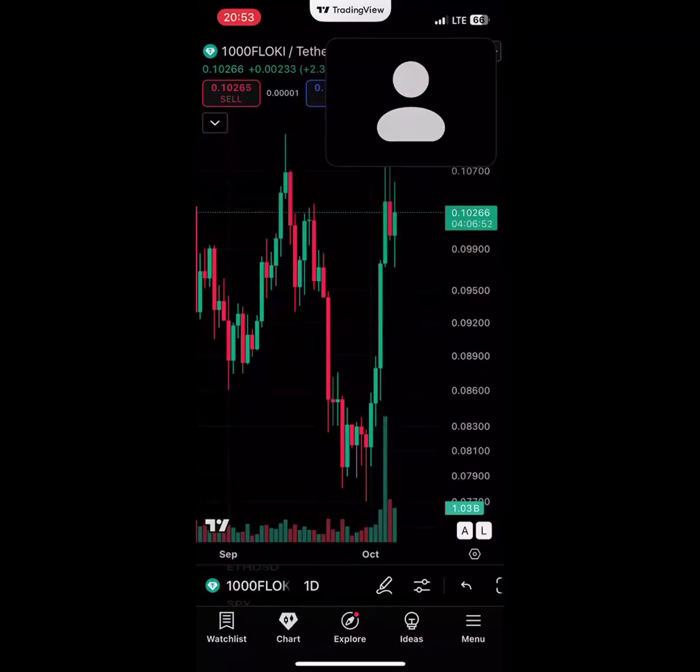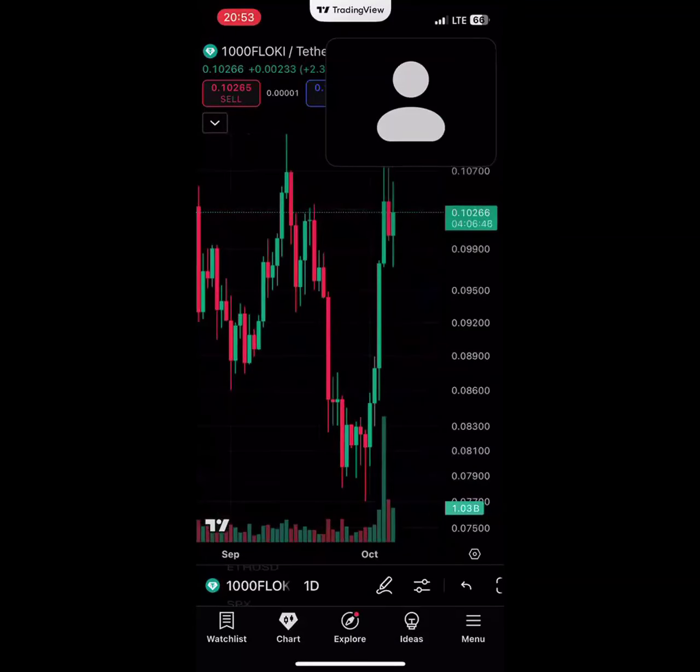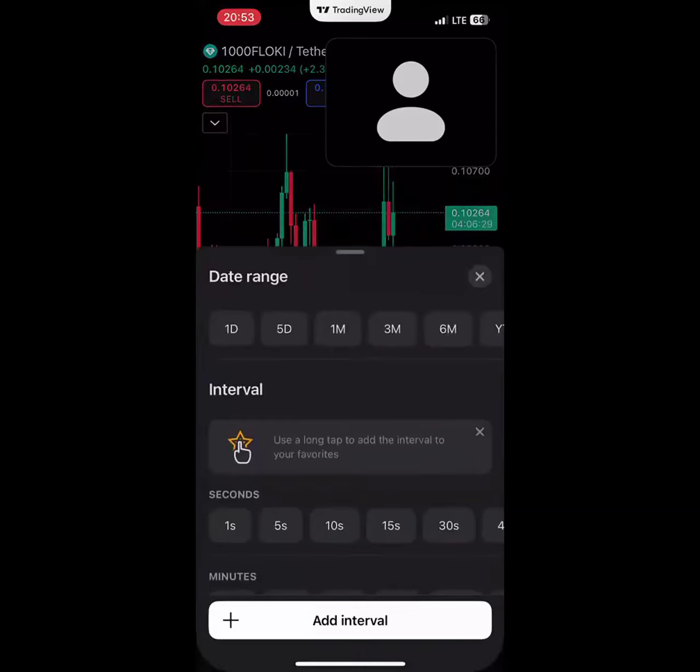Okay, now try and pinch your screen to zoom in and zoom out of your screen. You see it, if you move your screen right now, maybe you want to expand and stuff like that, it will expand. Now you are on the daily time frame. Could you change where you have your Flocky down there? You click on the daily time frame now.